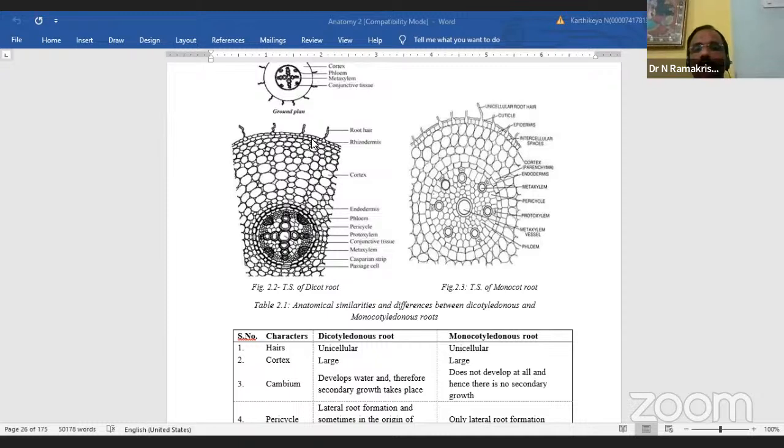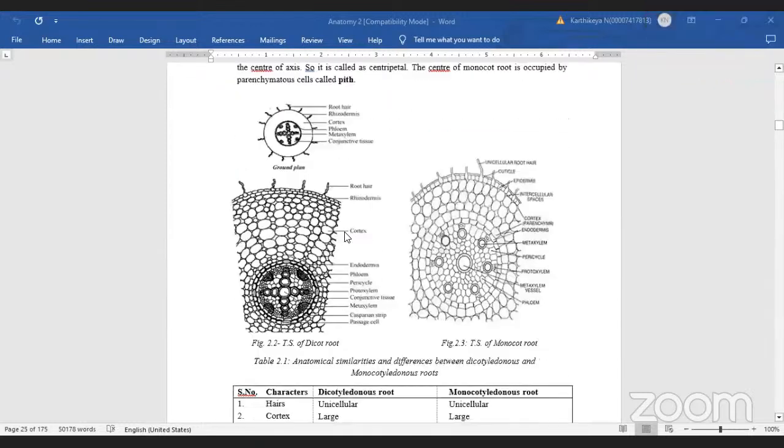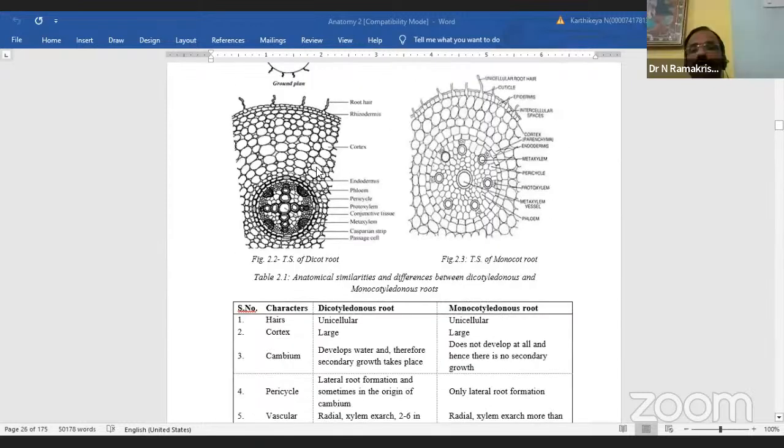Next, below the epidermis and above the stele, we call this the cortex. Is it clear now? What type of arrangement is in the cortex? Here you see the endodermis. The region from below the epidermis to above the endodermis is all parenchyma cells. These parenchyma cells contain different types of food materials.